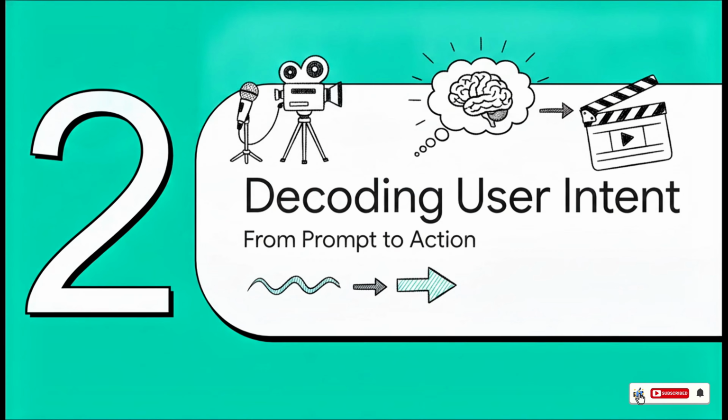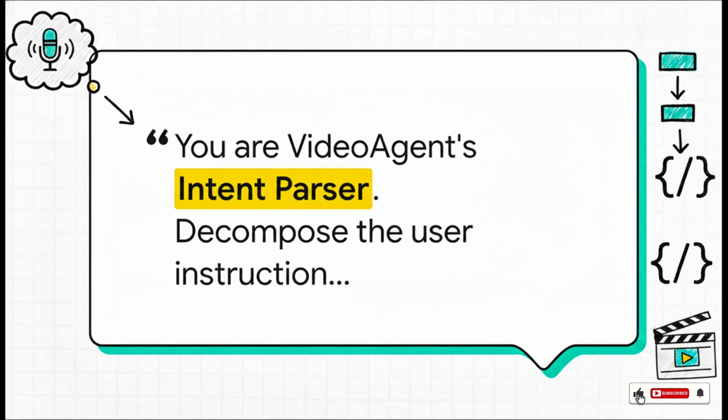Moving on to part 2, decoding user intent. Going from prompt to action. The studio is built, right? But how does the system actually understand what you want to create? Every great project starts with a prompt. Just look at the actual system prompt given to the AI here.